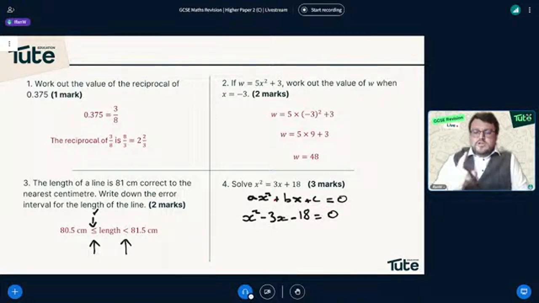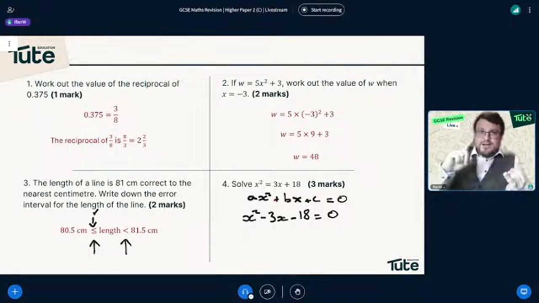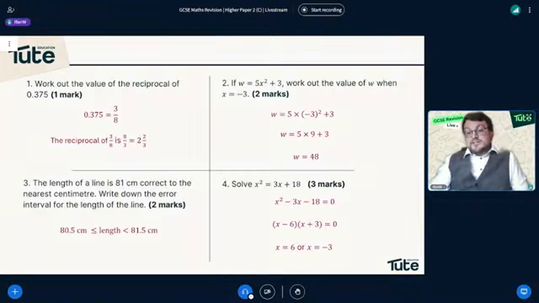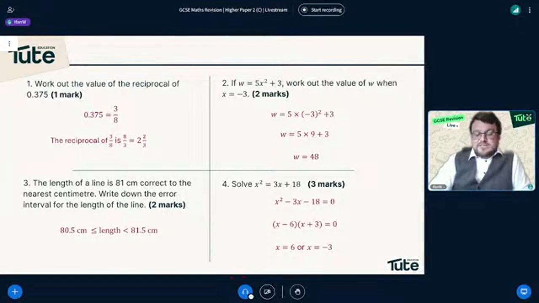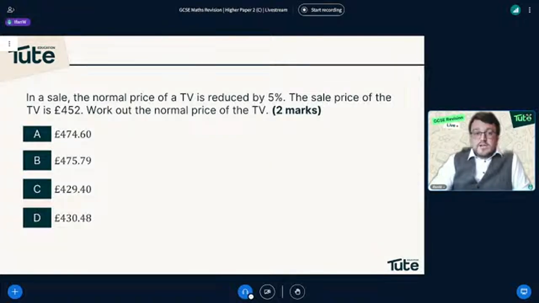And now you can use your own strategies, whether it's using completing the square, whether it's using the formula. For this one, I have to be honest, the best way is to factorize, because 3 and 18 implies to me 6 and 3 in some combination. And as it happens, it's negative 6 and 3. So x could be 6 and x could be negative 3. Right. Hopefully that gives you some ideas on these types of questions.